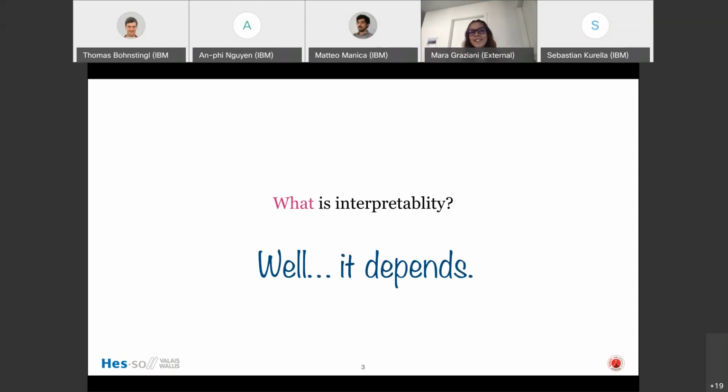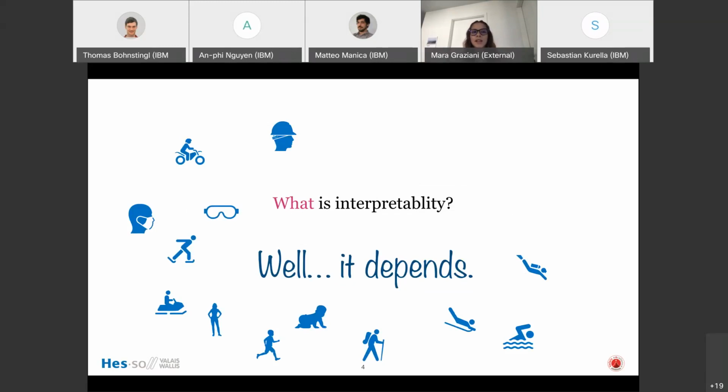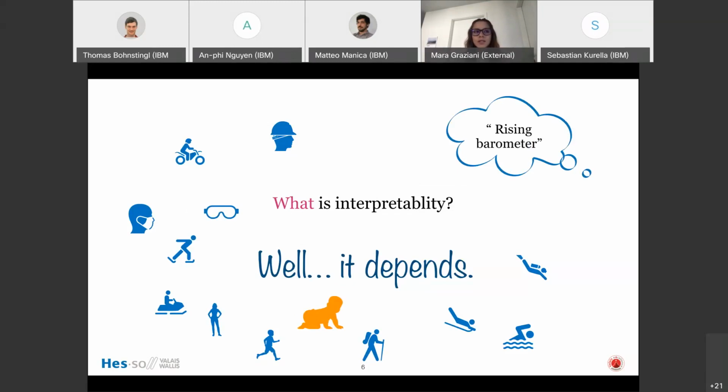Well, okay, the reality is that people are many and they're actually different. There are many different areas of expertise. We all have a different jargon. We even express thoughts and ideas in different ways. For example, let's consider a forecast for bad weather expressed by the term of rising barometer. This would probably mean very little to this toddler down here. It might be better understood by a veteran hiker, and it's probably obvious to a climate expert.